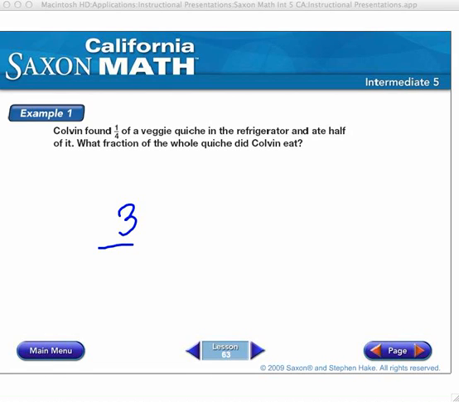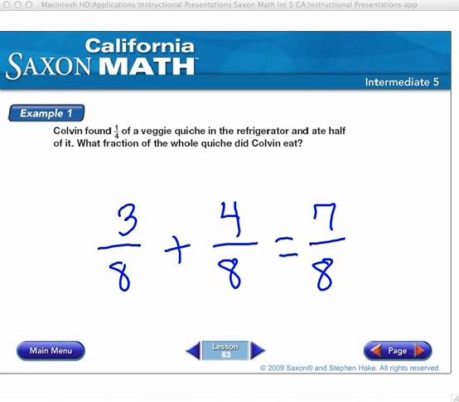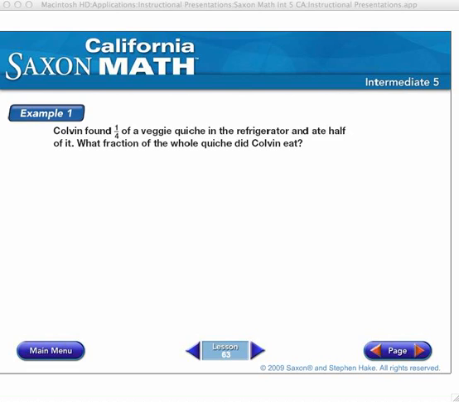Say I had 3/8 plus 4/8. Because my denominators are the same, eighths, these pieces are the same size, and so I can add them together. However, when we multiply, the sizes of the pieces change. So you can multiply fractions that have any denominator. They do not have to be the same.